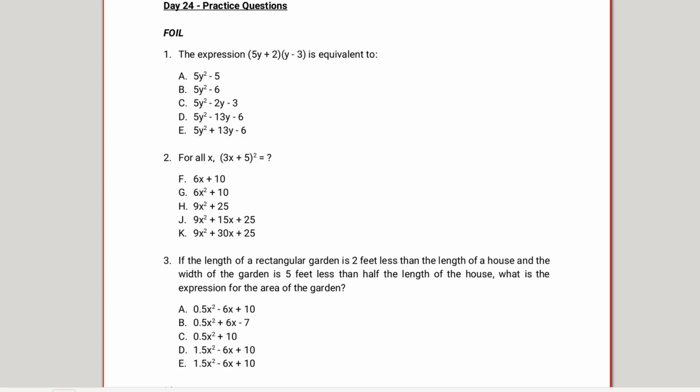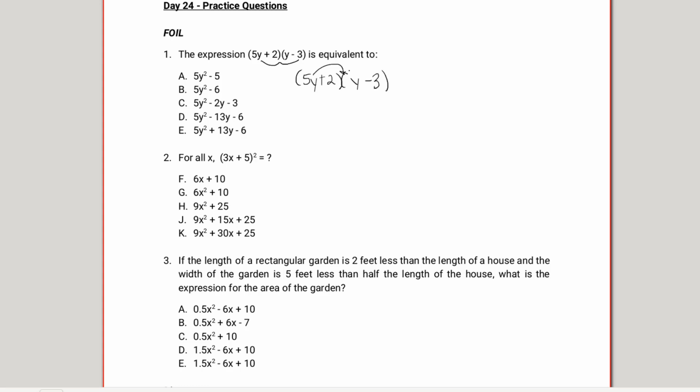In this video, we're going to go through the practice questions using the full method where we multiply binomials, and we're also going to look at a distance question. So let's begin with number 1. The expression (5y + 2)(y - 3) is equivalent to, so what we want to do is take these binomials and multiply them together. So we have 5y + 2, y - 3.